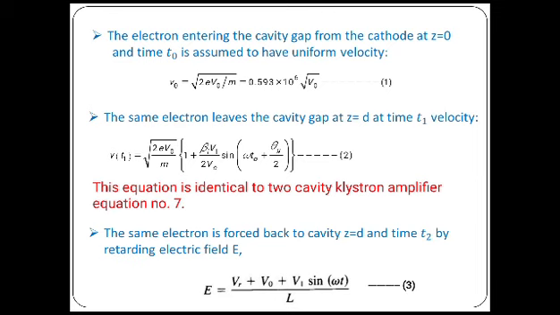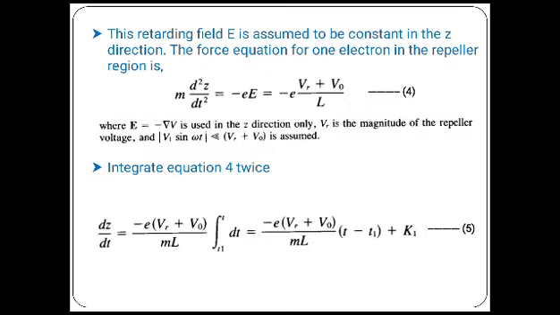Velocity is equal to V of T1, which is equal to the square root of 2e V naught by m times (1 plus beta I V1 by 2 V naught sin of omega T naught plus theta g by 2). The same electron is forced back to the cavity at time T by the retarding electric potential E equal to (VR plus V naught plus V1 sin omega T) by L.